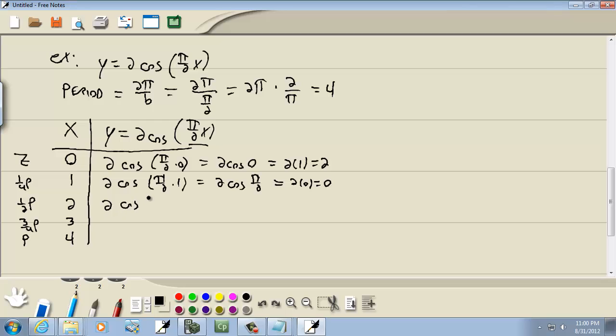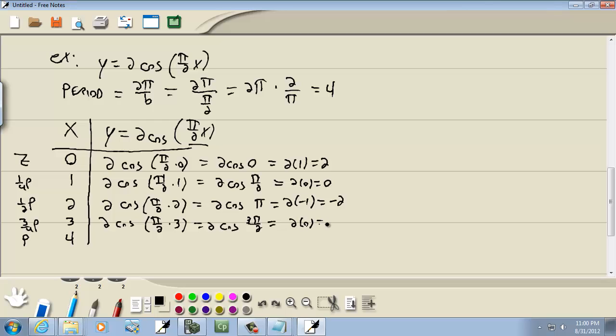And then we got 2 cosine pi over 2 times 2, which is 2 cosine pi, which goes to negative 1 in terms of my x values. So that's negative 2. And then we got 2 cosine pi over 2 times 3, which is 2 cosine of 3 pi over 2, which gives us 2 times 0, or 0. And 2 cosine pi over 2 times 4, which gives us 2 cosine 2 pi, which is back to our starting place, which would be 2 times 1, or 2.